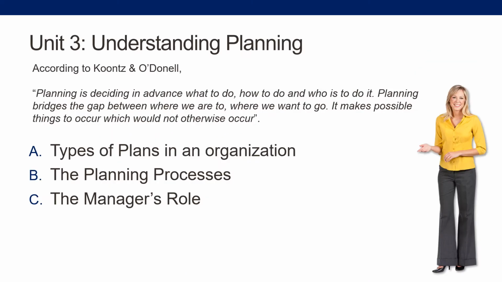According to Kuntz and O'Donnell, planning is deciding in advance what to do, how to do it, and who is to do it. Planning bridges the gap between where we are now and where we want to go. It makes possible things to occur which would not otherwise occur. In this unit, we will look at the different types of plans used in an organization, the typical planning process, and the manager's role in planning.